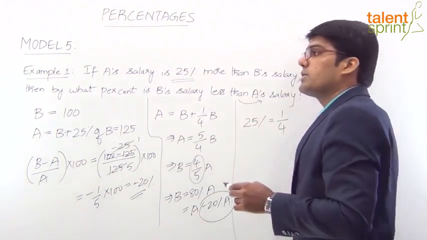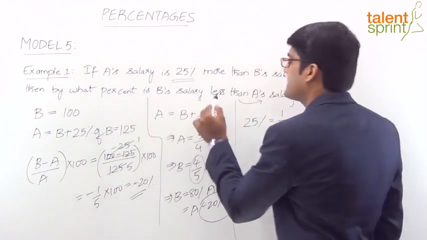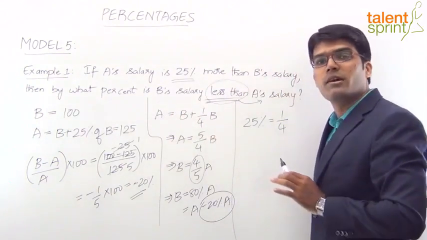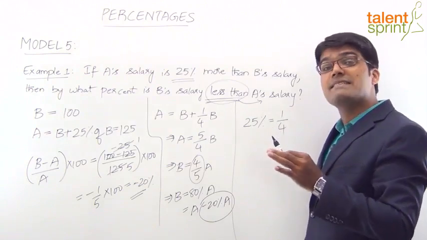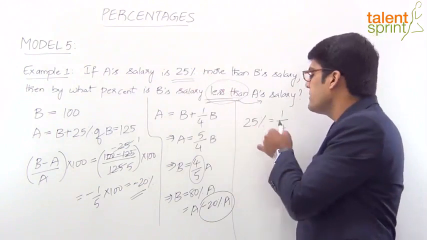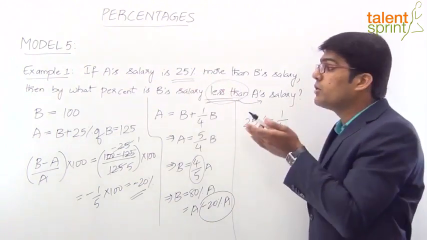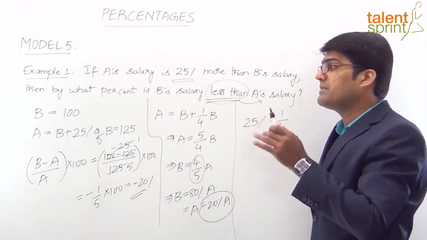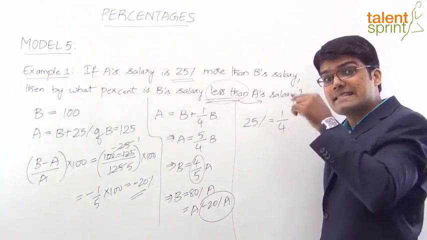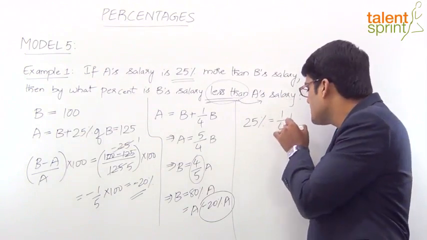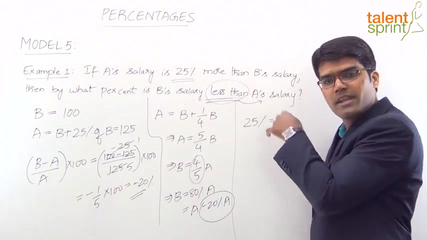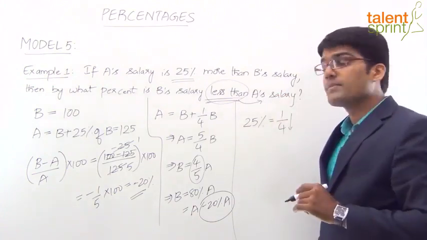Now look at the actual question. By what percent is B's salary less than A's salary, right? Focus on this term now. We have to find out by what percentage B's salary is less than A's salary. Some percentage is given, we have converted it to a fraction. Now we are looking for another percentage, and that percentage will indicate by what percentage B is less than A. Basically, we have to reduce this fraction. Already we have a fraction, reduce that. We are looking for a lesser value.